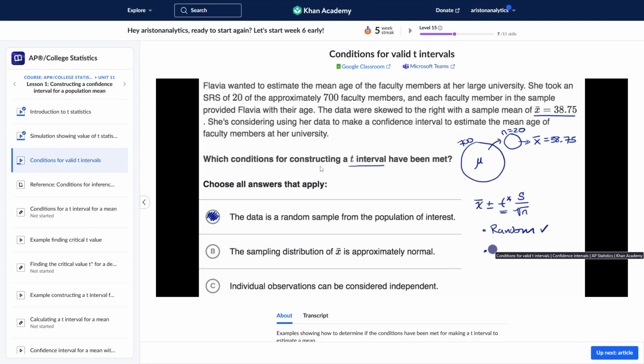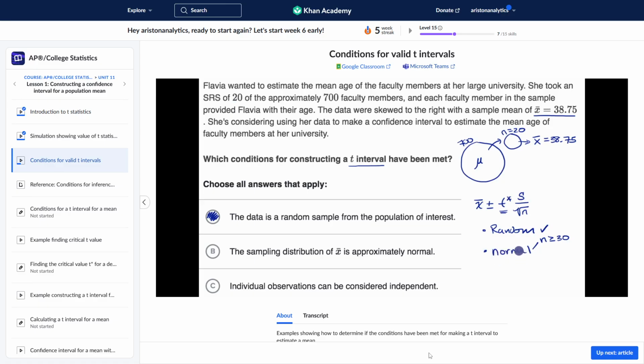The next condition is the normal condition. Now, the normal condition when we're doing a t interval is a little bit more involved, because we do need to assume that the sampling distribution of the sample means is roughly normal. There's a couple of ways that we can get there. Either our sample size is greater than or equal to 30. The central limit theorem tells us that then our sampling distribution, regardless of what the distribution is in the population, would be approximately normal. She didn't meet that constraint. Her sample size is only 20. So far, this isn't looking good.